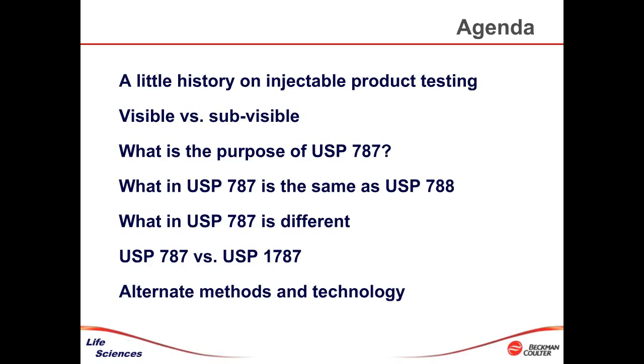So we'll cover a little bit of the history of the injectable product testing, as well as define some of the terms that are used, visible, subvisible, why 787 came about, why the previous methods were not quite appropriate, how it's different from the 788 a lot of people are familiar with, and then also comparing it to the Journal Information Chapter 1787, and looking to follow through with alternate methods and technologies that could be used for the examination of proteins.